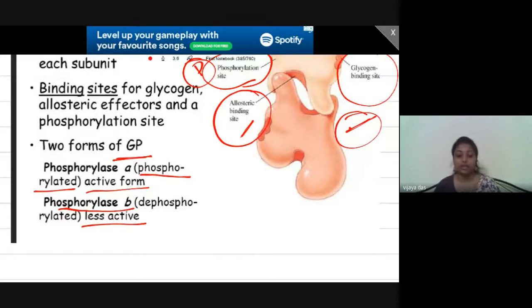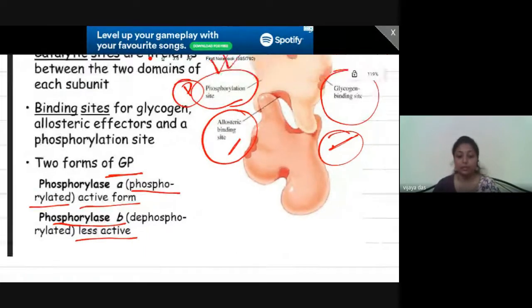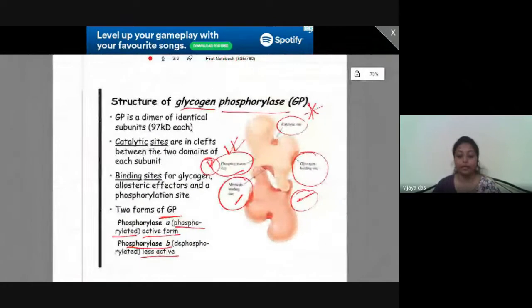Just understand this कि ये जो एंजाइम है ग्लाइकोजन फॉस्फोराइलेज, ये कैसे एक्टिव होता है? जब इसके साथ फॉस्फेट बाइंड होता है, then it becomes active. जब इससे हम लोग फॉस्फेट हटा देते हैं, so it becomes inactive. This is the property of this enzyme. Tell me, do we understand this?